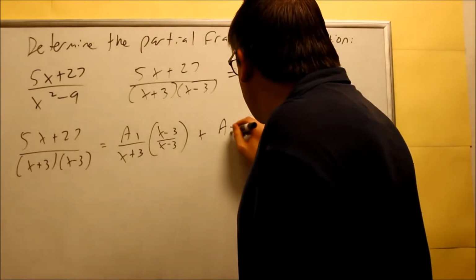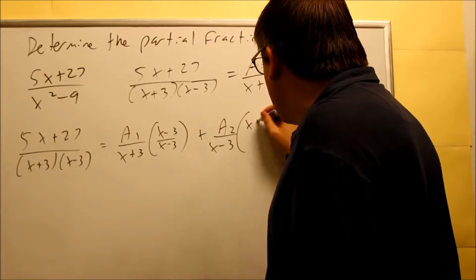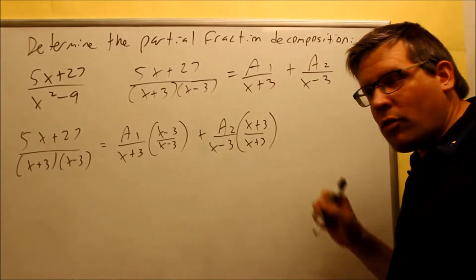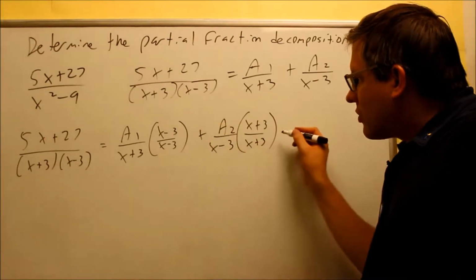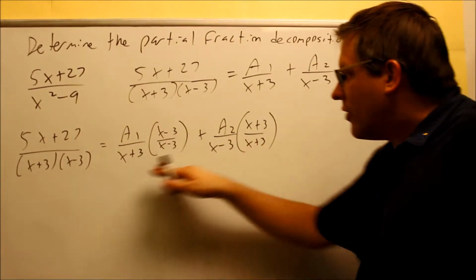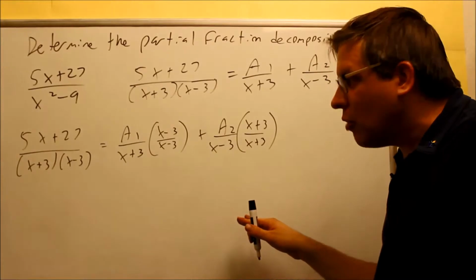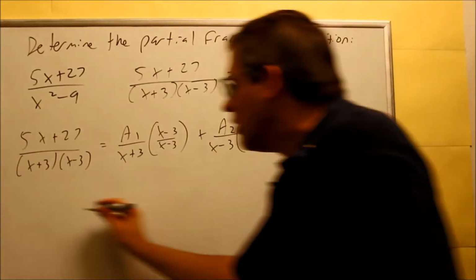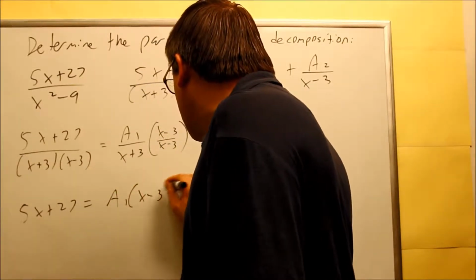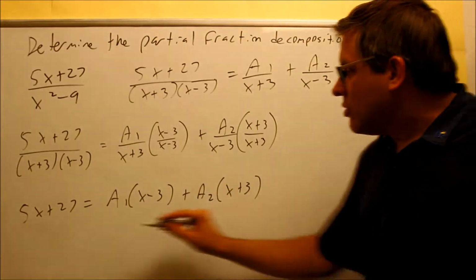Next, I have a2 over x minus 3. I'm going to multiply this one by what it's missing. In this case, I'm missing the x plus 3 top and bottom, so I have that one. Okay, so now that I have this complete, when I multiply through, the bottom ones are already going to be equal. I've already made all the bottom fractions the same. I'm not going to worry about the bottom anymore. I'm only going to focus on the top. So I get 5x plus 27 is going to equal a1 times x minus 3 plus a2 times x plus 3. So I get down to this.